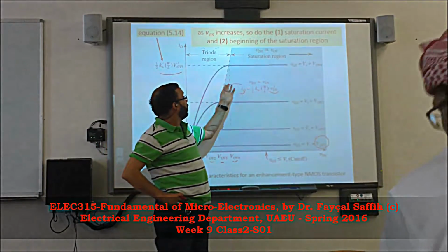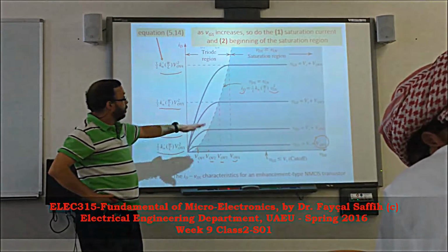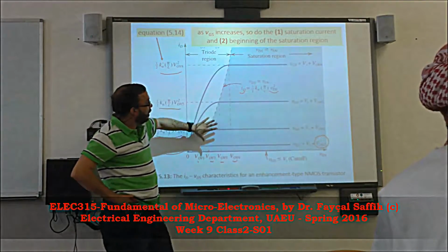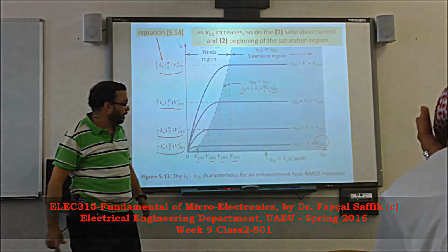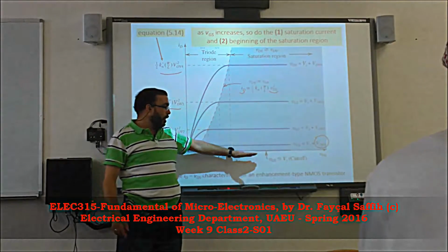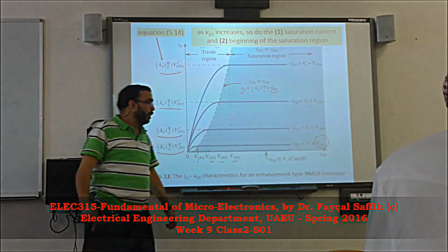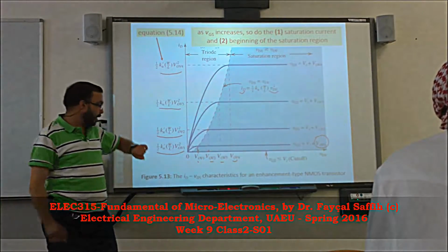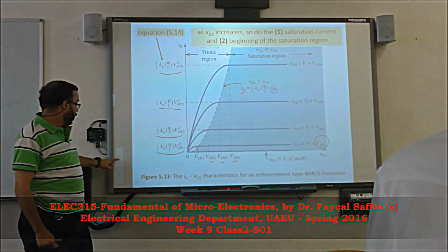So this is the curve that is separating the triode, which is the white here, and the saturation, which is blue. The first line, of course, is ID equal to 0. There's nothing there, because the overdrive is negative. Okay, good.